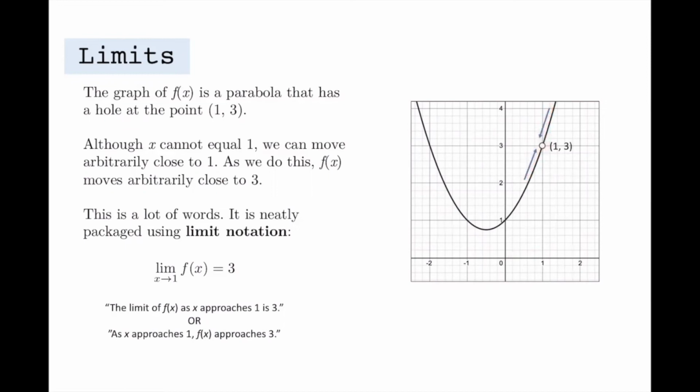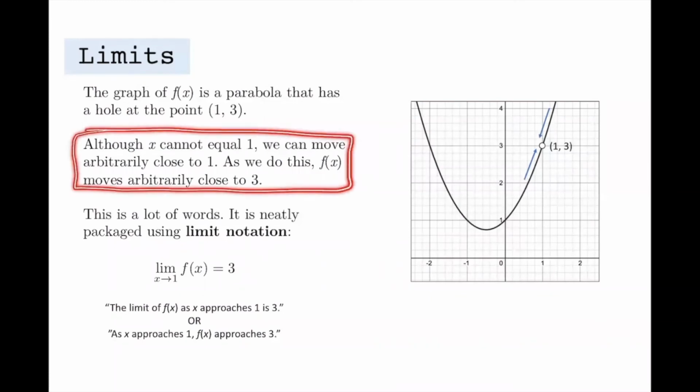So if we didn't know any better about what happened at x equals 1, we would probably assume that the y value would be 3 there. Again, if we just didn't have this information about what happened there. So this idea can be summarized in this sentence here. Although x cannot equal 1, we can move arbitrarily close to 1, or as close as we want. And as we do this, f of x moves arbitrarily close, or as close as we want, to 3.